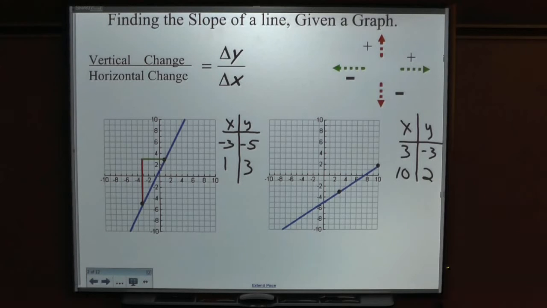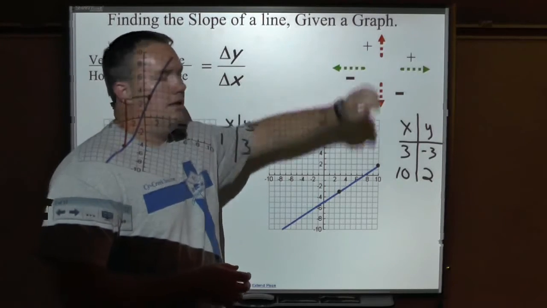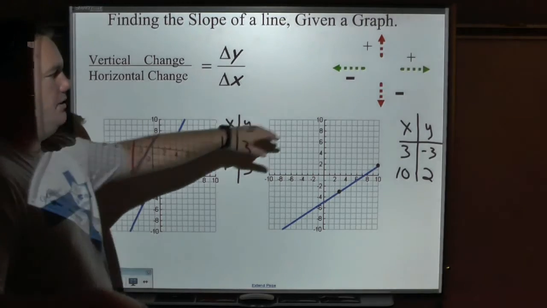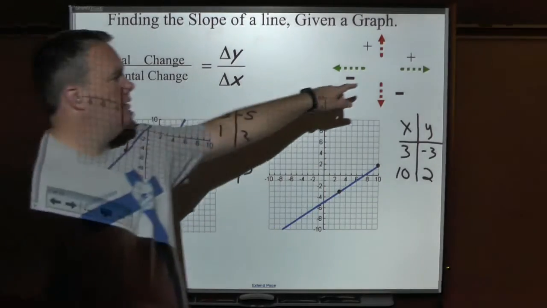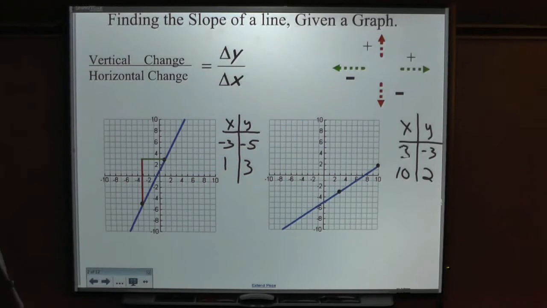Now, as we look at this, what we're going to be talking about is how do you find the slope of these lines? How do you find the steepness? Well, a couple things to go over first. First is the directions. Let's talk about our vertical change first. Anytime we move up in a direction, that is a positive number. Anytime that we move down, that'll be a negative number. When we talk about our horizontal change, anytime we go to the right, that's a positive direction. Anytime we go to the left, that is a negative direction.